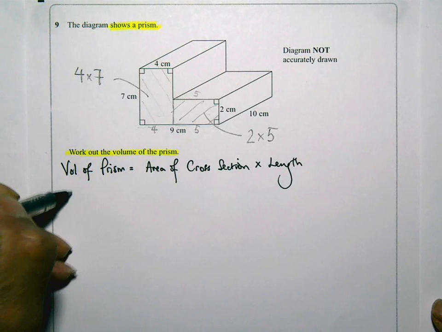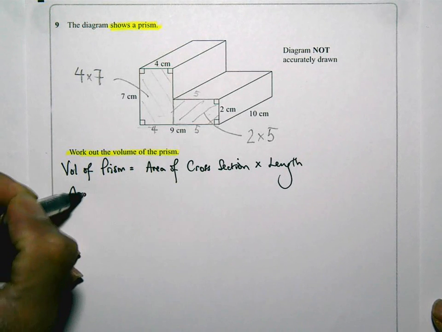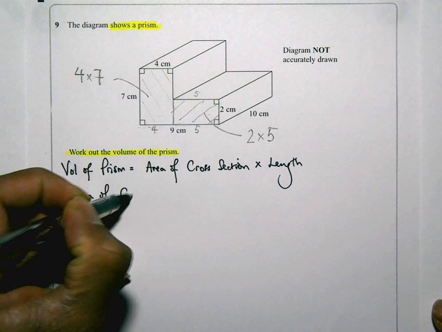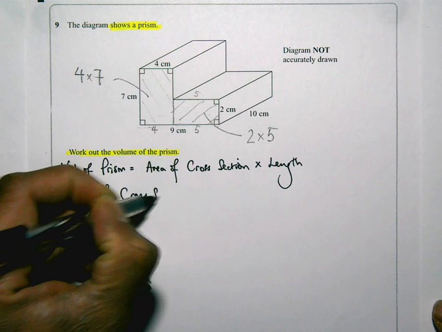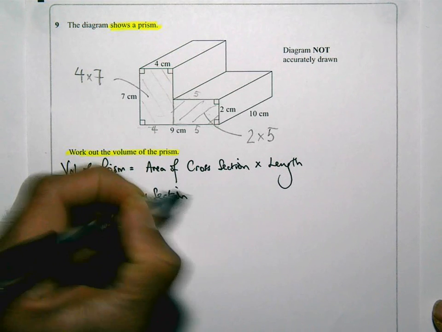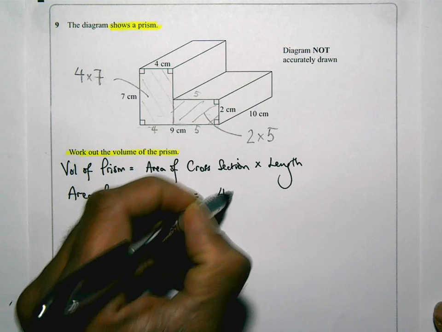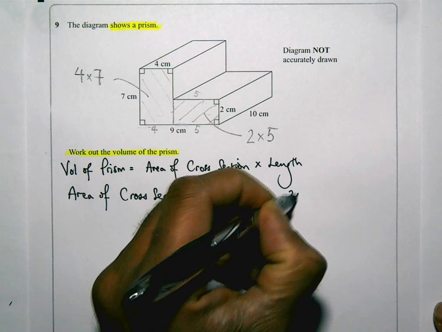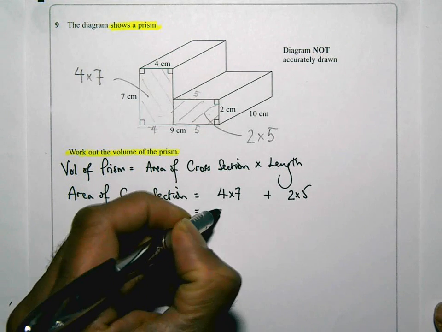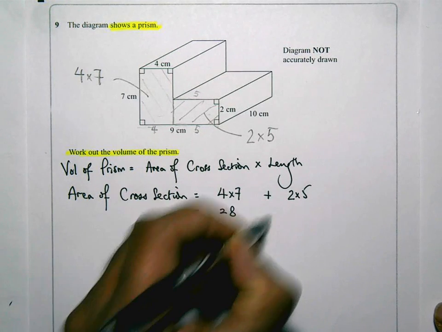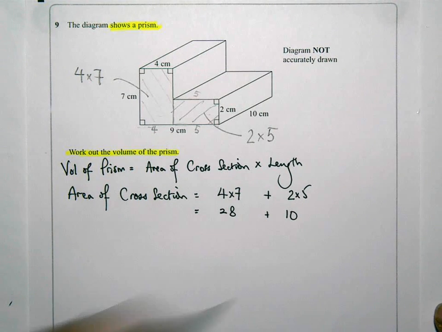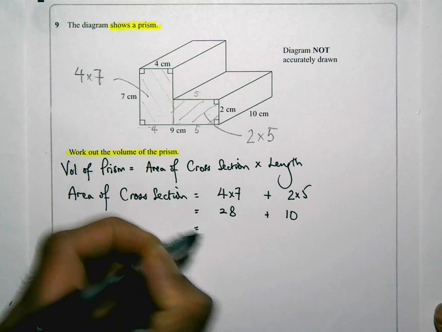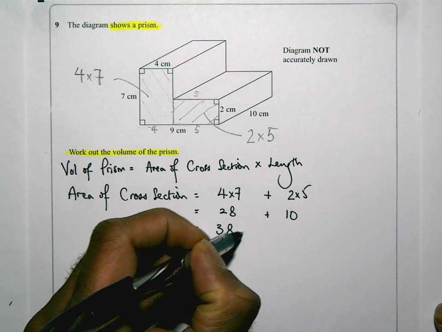So the area of cross-section is going to be 4 times 7. I'll work that out. Add that to 2 times 5. 4 times 7 is 28. Add 2 times 5 is 10. And altogether that's 38 centimeters squared.